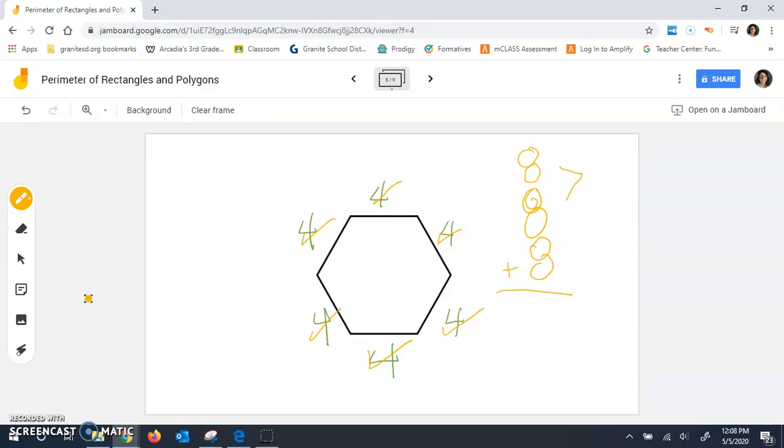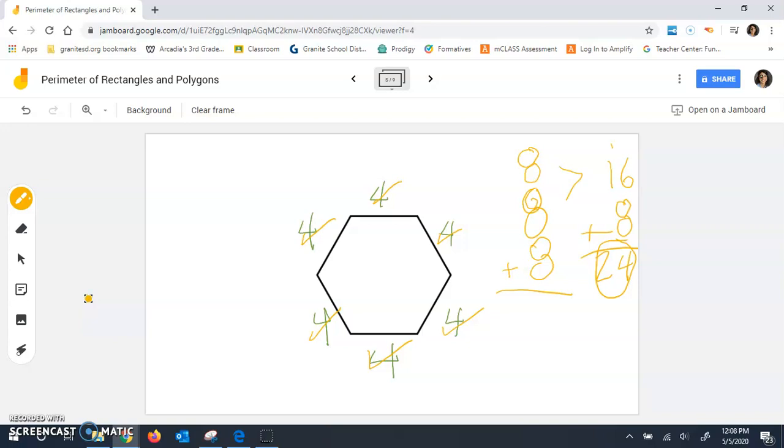So I know 8 plus 8 is 16. 16 plus 8 is 24. So our answer is 24. Or since you got 8 plus 8 plus 8, you could have done 8 times 3 is 24. But either way works. You're adding all the sides together and you got a perimeter of 24.